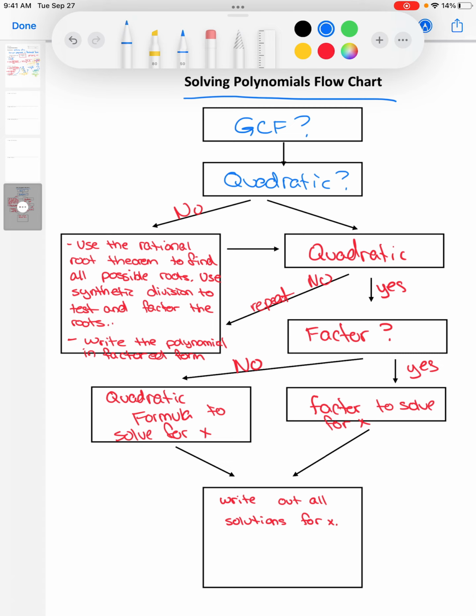So let's just quickly review. Always look for a GCF. If there is a GCF, take it out. Now, after we've taken it out, ask ourselves, is there a quadratic left? No, then we have to use the rational root theorem and use synthetic division. If it is a quadratic, then we can go down to factoring. Can we factor that quadratic? No, we have to use the quadratic formula. Yes, we can factor. So these are just the questions you need to ask yourself. Pretty much constantly ask yourself, either is this a quadratic or can I factor this?